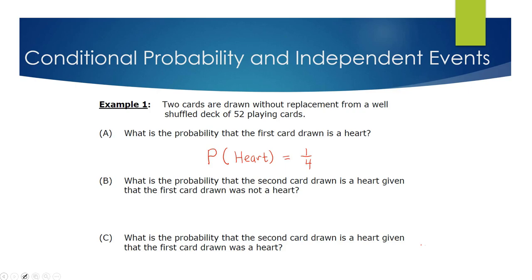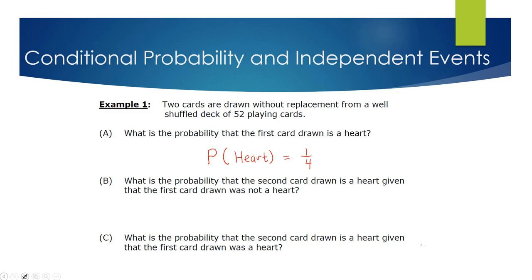Now we're focusing our attention on the second card, but we're also going to be asked to consider something that happened with the first card as we do it. So for part B, it says, what is the probability that the second card drawn is a heart, given that the first card drawn was not a heart? So we're not looking for the probability of just the second card being a heart. It's the second one being a heart, given that the first card was not a heart.